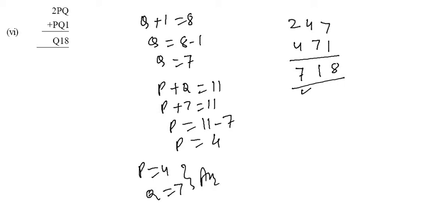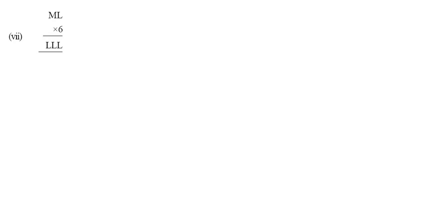Let us see the seventh part of this question. LM into 6 is LL. All the numbers are the same, and here is also the same. So let us see how we can do this. In this number both are the same. Suppose L is equal to 4, so that means 6 times 4 is 24, so both are the same.